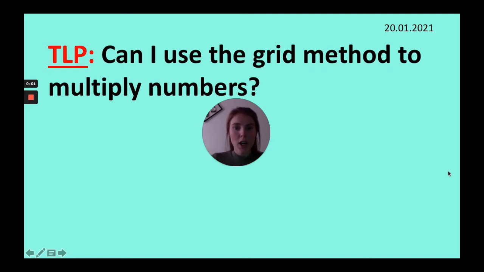Hello Year 4, this is your Wednesday's maths lesson. Our TLP for today is: can I use the grid method to multiply numbers?